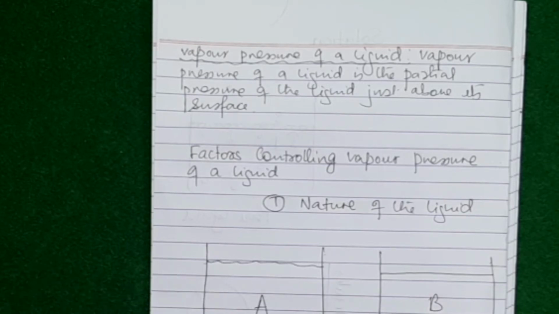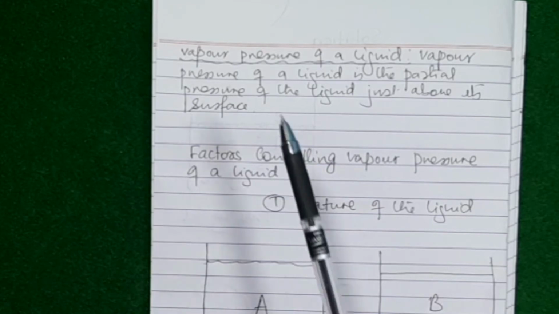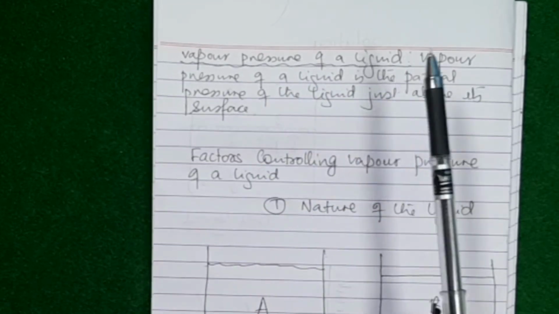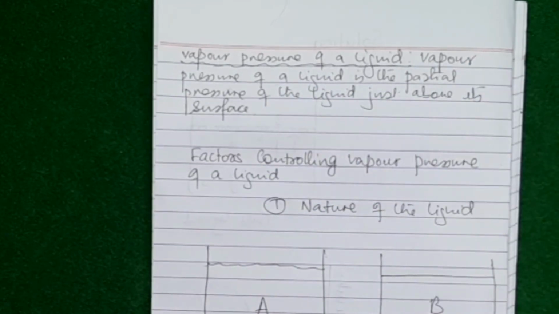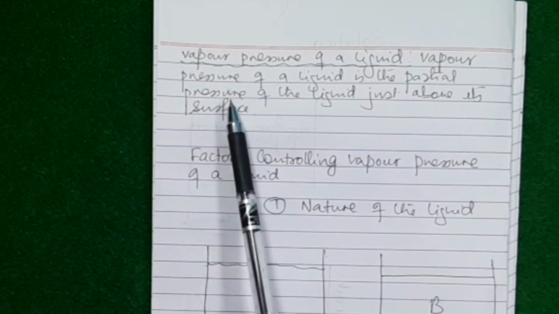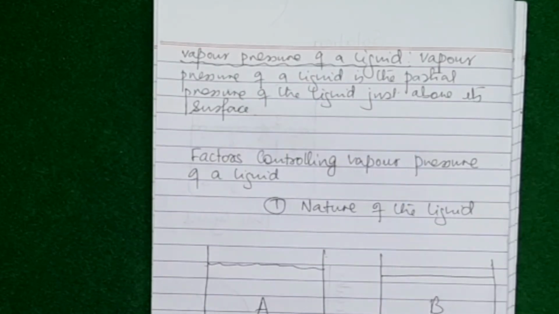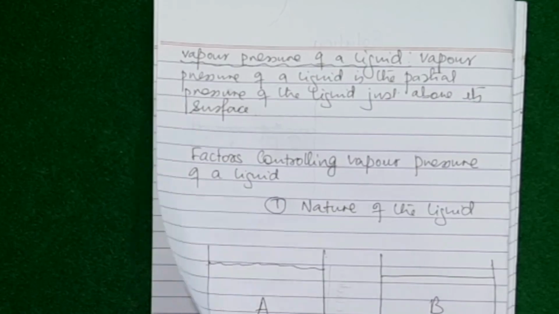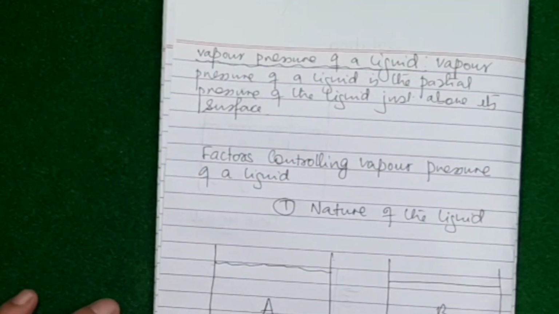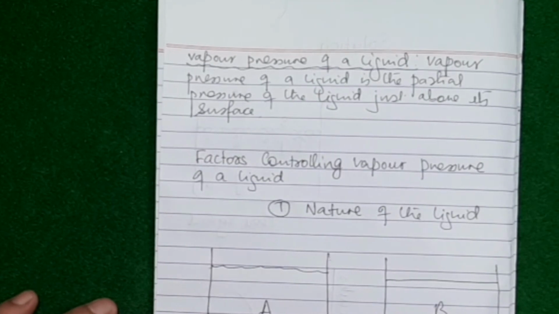So let's continue with the chapter of solution. Vapor pressure of a liquid. We're talking about vapor pressure. Vapor pressure of a liquid is nothing but the partial pressure of the liquid just above the surface here. When liquid evaporates, it forms some vapor, and that vapor exerts pressure. That pressure exerted by vapor alone is called vapor pressure of the liquid.